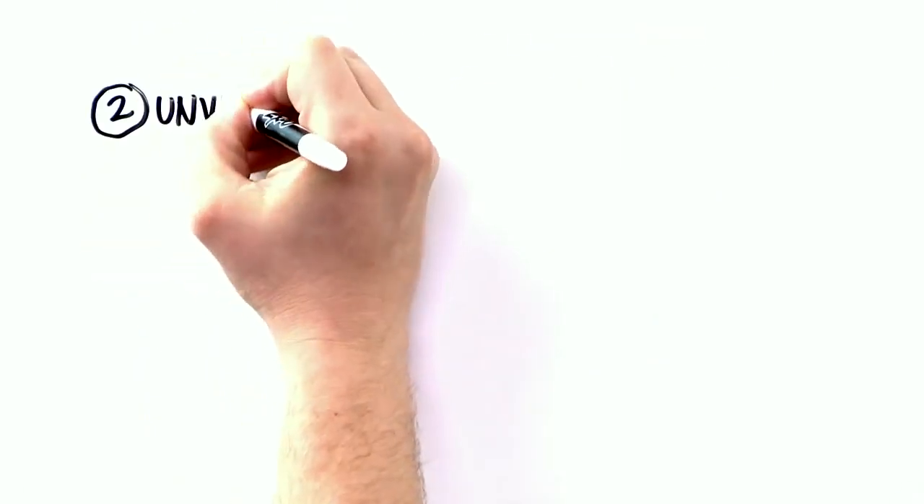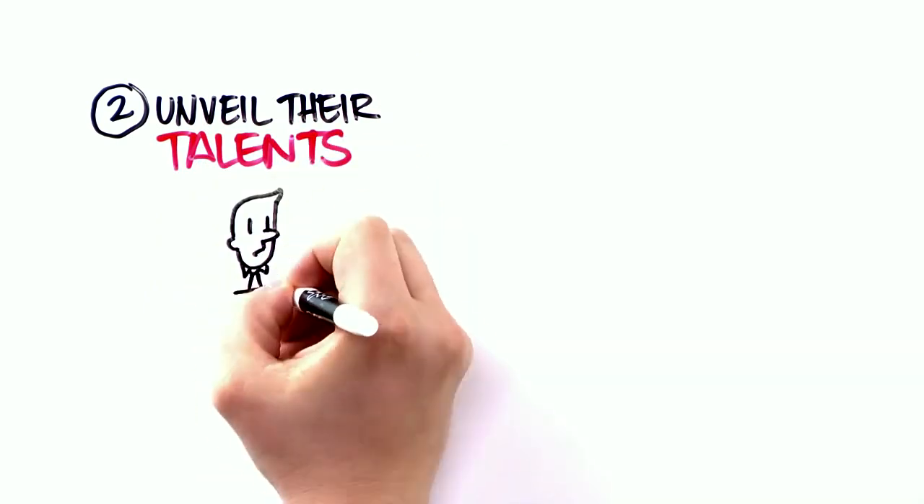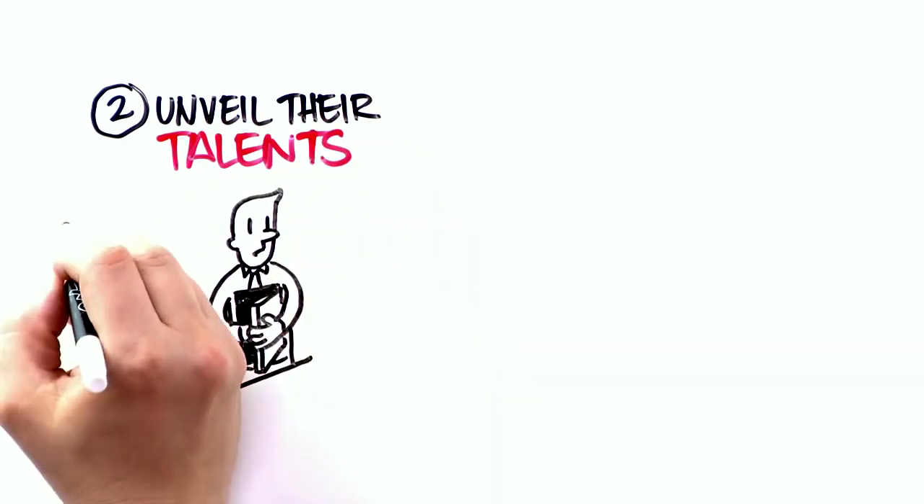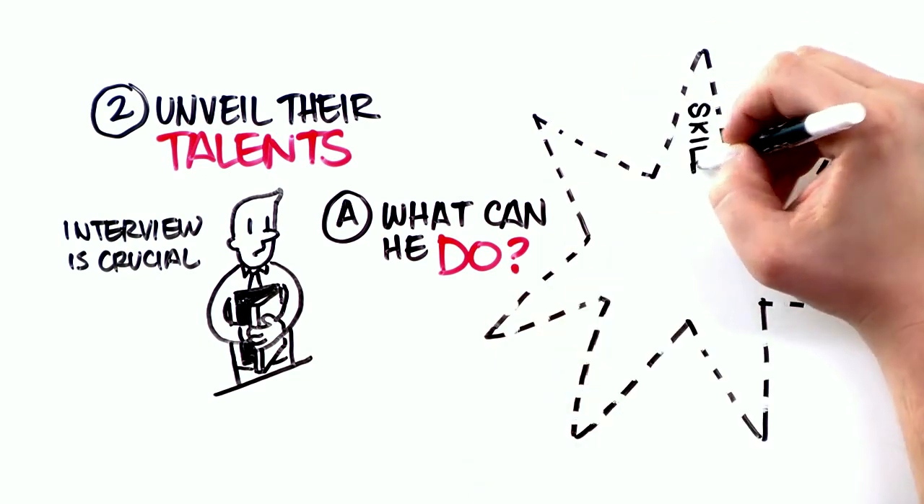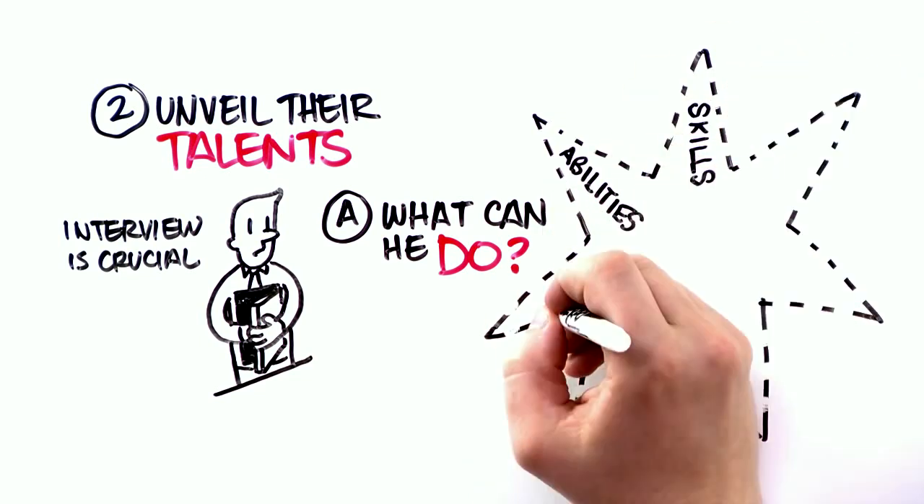The second principle is to unveil the talents of your employees or applicants. Your interview is crucial. This means, during your interview, you need to find the specific talents and drives of your candidate. Just ask the right questions, like A, what can he do? You will learn a lot by asking what his skills, abilities, and areas of strength are.